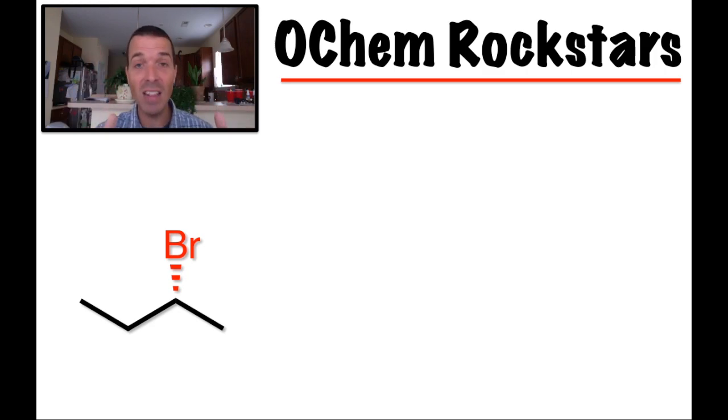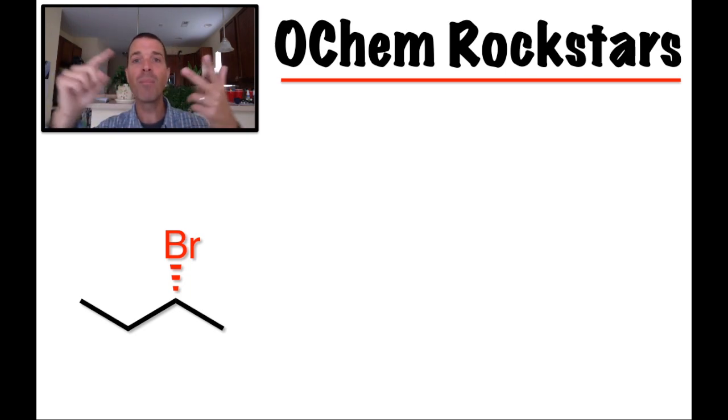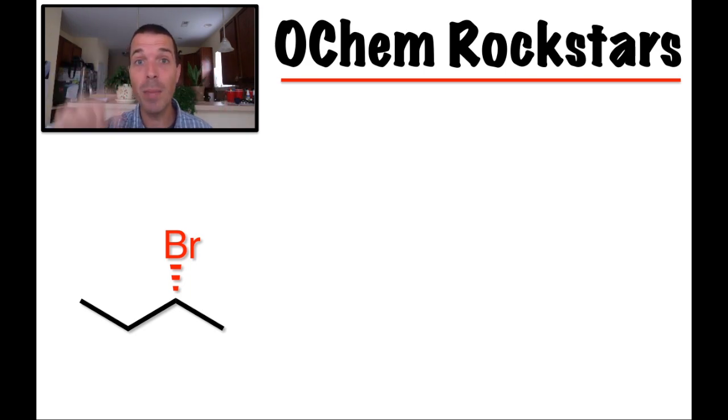So this is an alkyl halide. That bromine could be a chlorine, that could be an iodine if you look at the halogens. But here we have a Br and we have a C. We want to look at those 2 elements, those 2 letters, and we want to compare them. How are we going to do that?